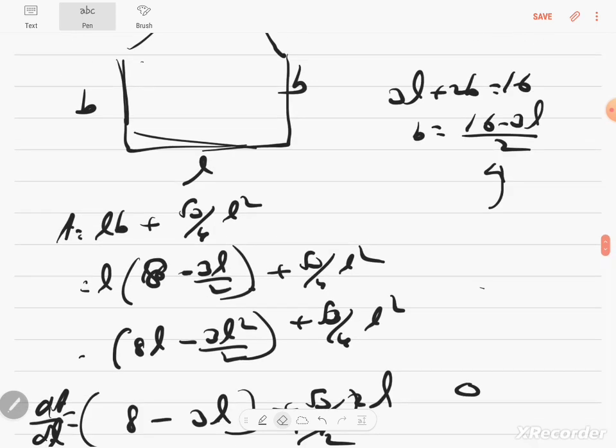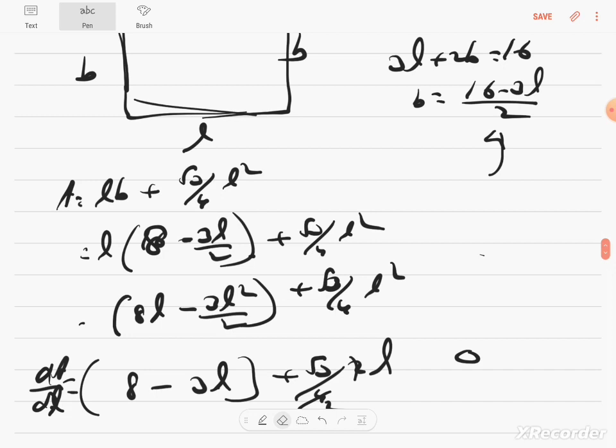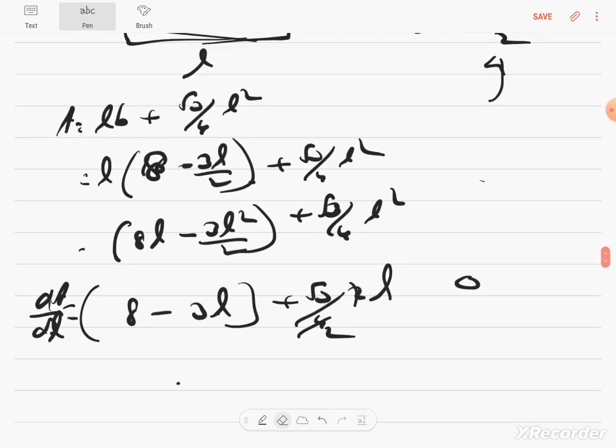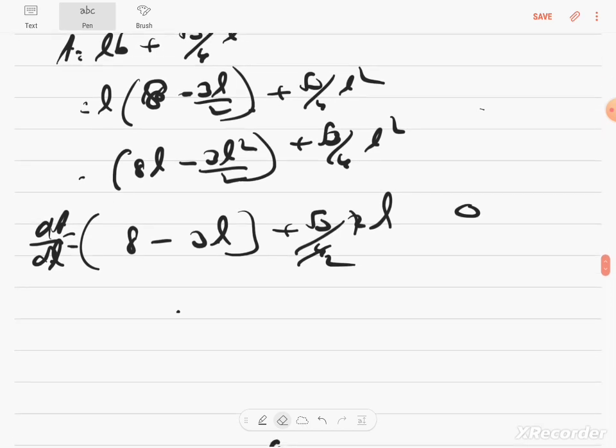So L into B root 3 by 4 into L square. Yeah, L into B itself is 8 minus 3 by 2L plus root 3 by 4L square. 8L minus 3L square by 2 plus root 3 by 4L square. Differentiating, you get 8 minus 6L by 2, which is 3L, plus root 3 by 4 into 2L.